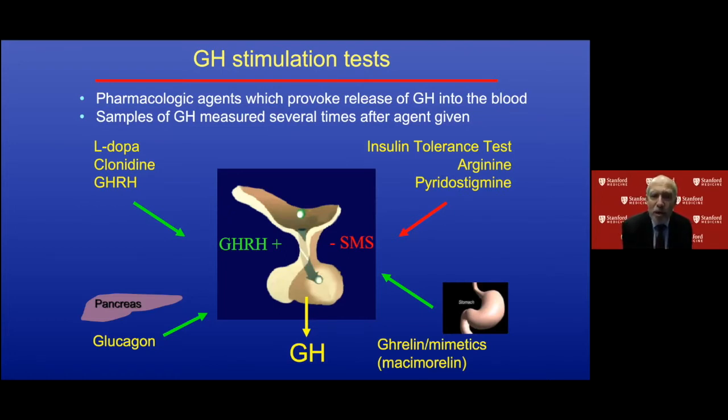And we do this by using a variety of pharmacologic agents which provoke the release of growth hormone into the bloodstream. And then we measure growth hormone several times after the agent is given. Over the past 30 years, many pharmacologic agents have been given, but we've learned that many of them really are not effective. So we no longer believe that L-DOPA, clonidine, arginine, or pyridostigmine stimulation tests are of any value in making the diagnosis of growth hormone deficiency.